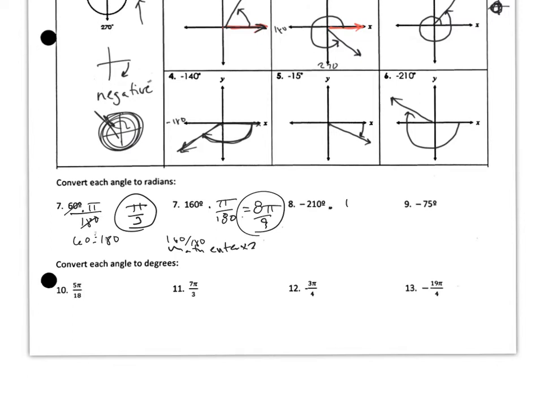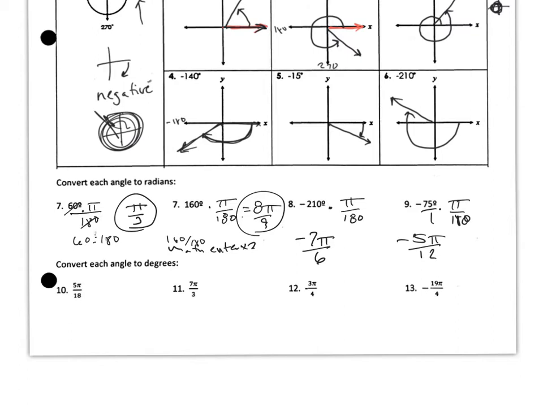If it's negative, it just stays negative. We're going to multiply by pi over 180. And so this is negative 7 pi over 6. Again, pi over 180, and then just reduce the fraction. All you need to do is put in the 75 divided by 180, and then make it switch back to a fraction for you. Negative 5 pi over 12.